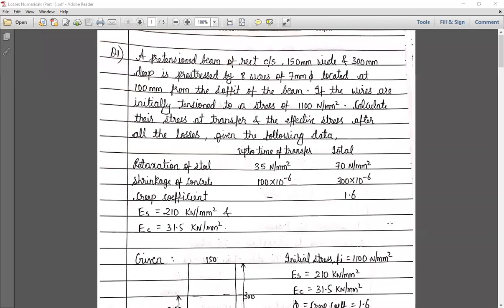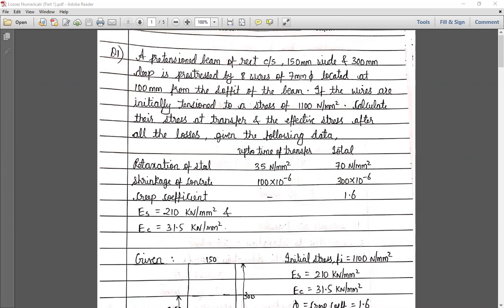Okay, I hope my PDF is visible to everyone. So now let us start with the numerical. First what we will do, we'll just go through the numerical, and then afterwards you can make a note of that. So let me just read out the question.